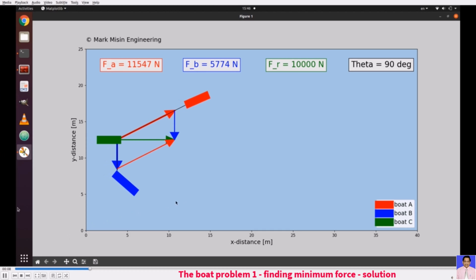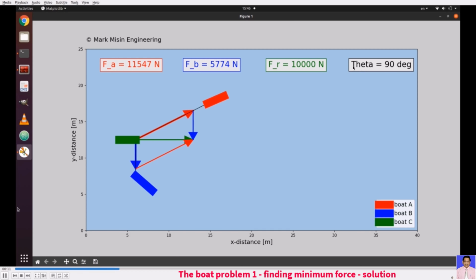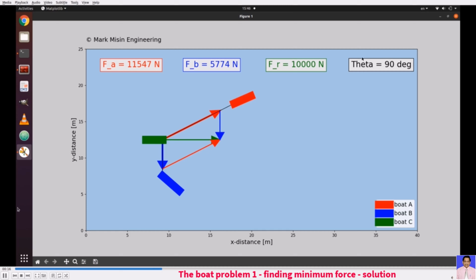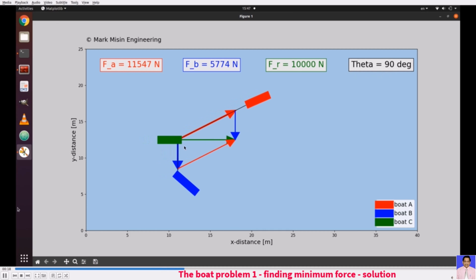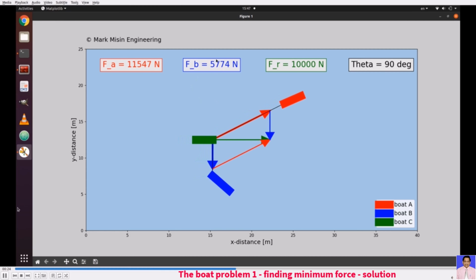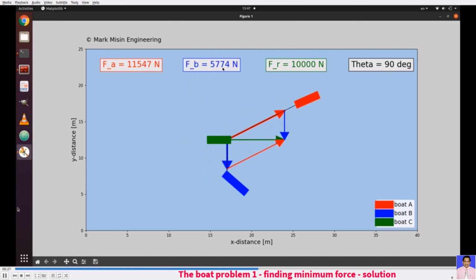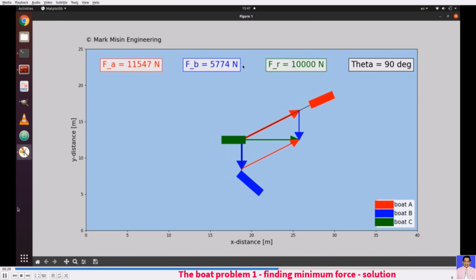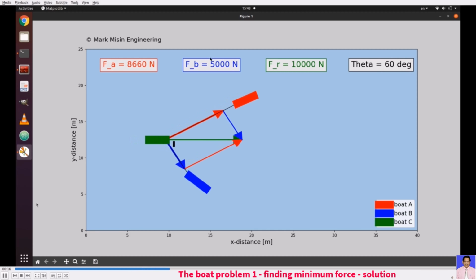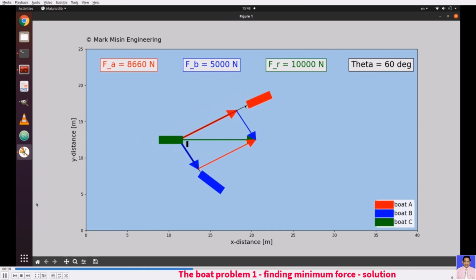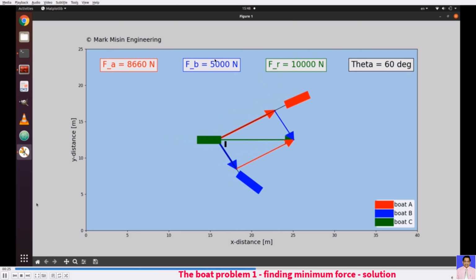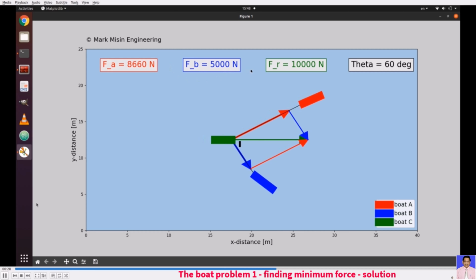And so here from Python animations you can see that first of all FR equals 10,000 newtons, and I experimented with theta equals 90 degrees like we did in the previous case, and you can see that your FB is 5,774 newtons. But then when theta equals 60 degrees, then your FB becomes 5,000 newtons, and your FR is still 10,000 newtons. So your minimum FB value is 5,000 newtons.